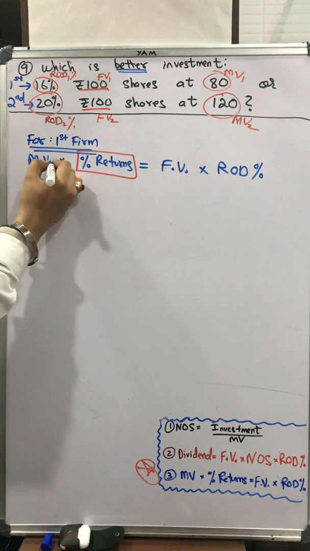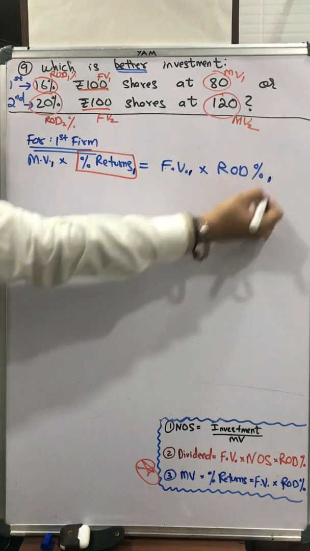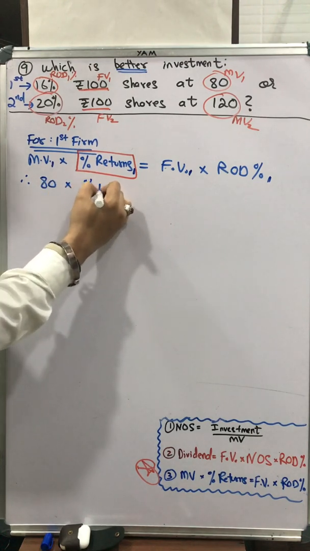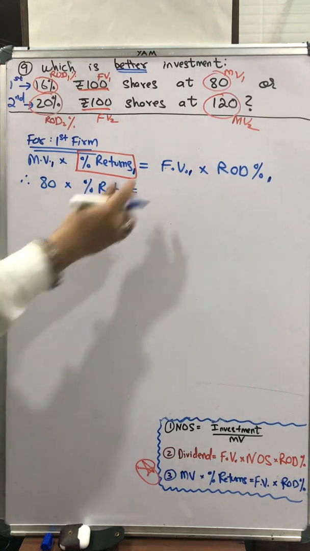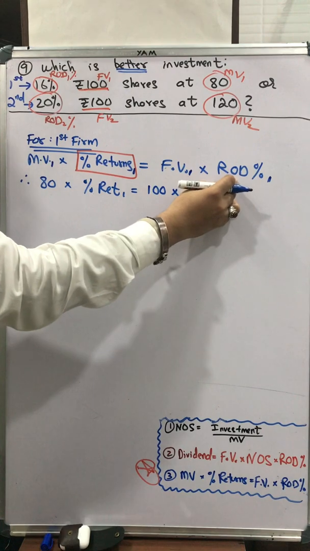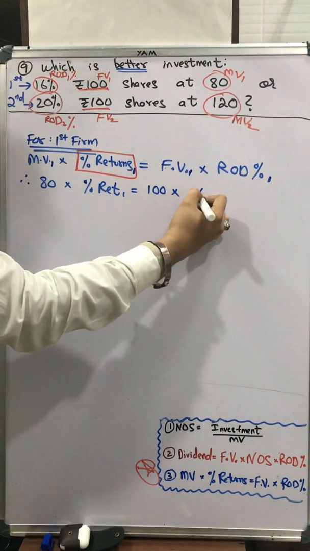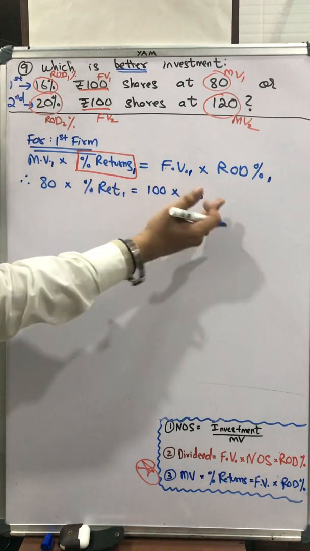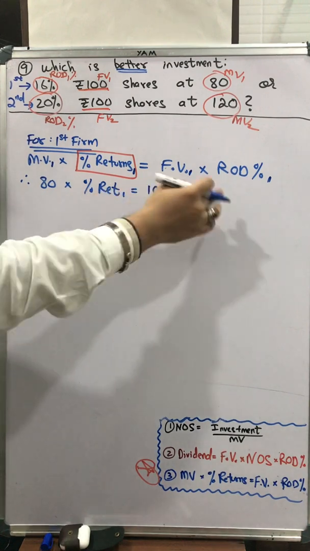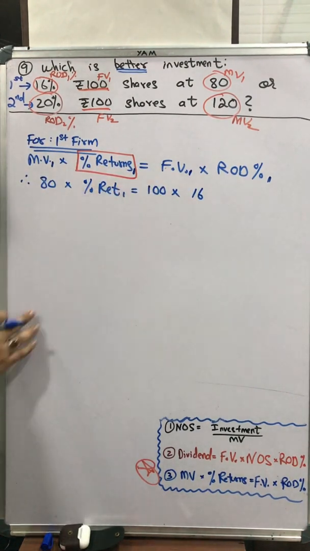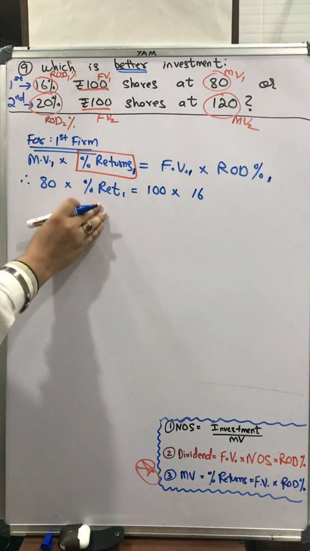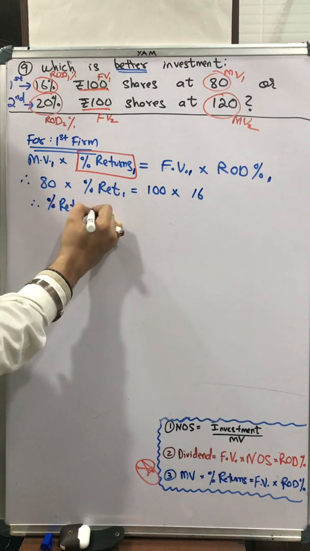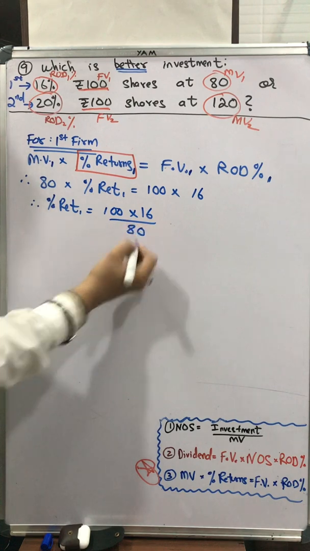Okay, but I'll just make a difference here. Market value for the first firm, returns for the first, face value for the first. Let's start. Market value of the first firm is 80, multiplied by the percentage of returns for the first firm, I write RET subscript 1. Face value for both is the same, 100, multiplied by rate of dividend for the first firm, 16. I'll not write 16 upon 100, because if I write 16 upon 100 here, then here also I need 100 upon 100. Because we have two things on either side of the equal to sign, 100 is cancelled. So I'll just write 16 over here. Percentage of return I'll keep here, and 80 will go down in the denominator. Therefore, percentage of return 1 is 100 multiplied by 16 upon 80.